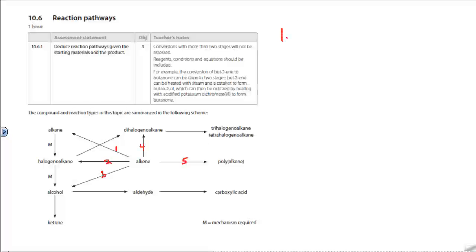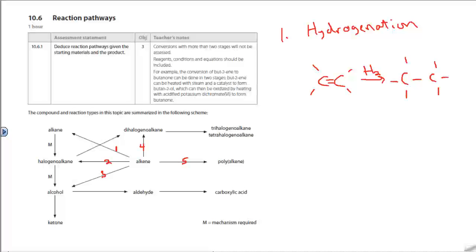So number 1 refers to the process of hydrogenation. That is the addition of hydrogen across a double bond. Remember, the most common starting point was ethene. If we use ethene as our example, excuse me, that should have the double bond there. We add hydrogen across the double bond. It adds symmetrically to produce the alkane ethane, as you can see here. No mechanism required.